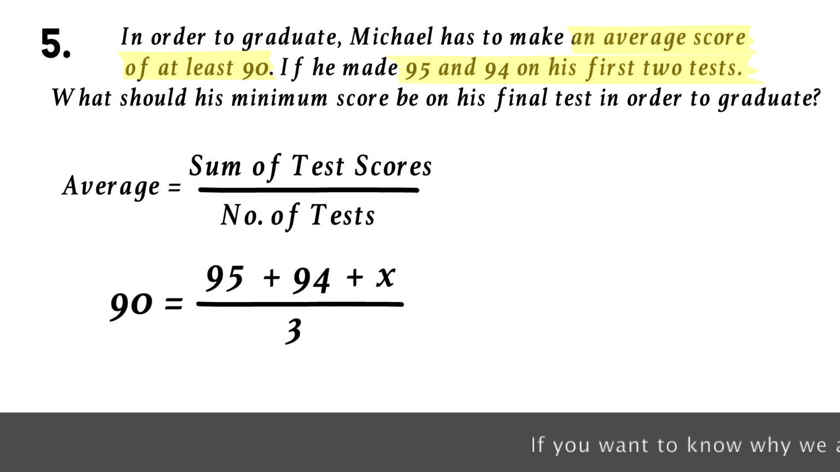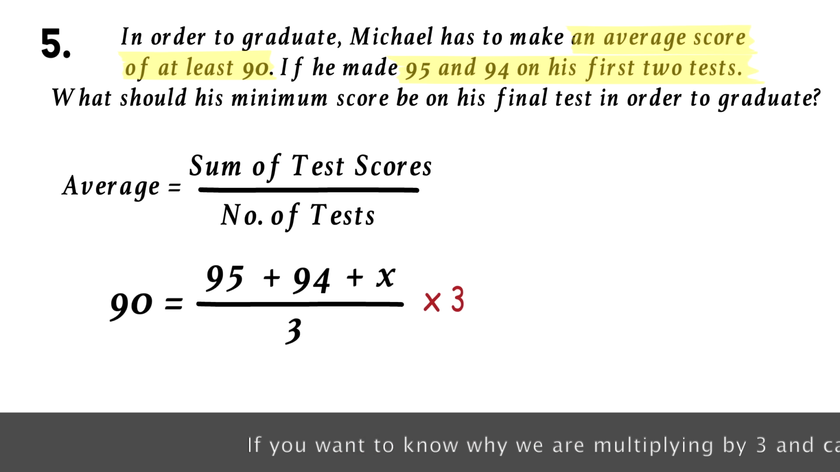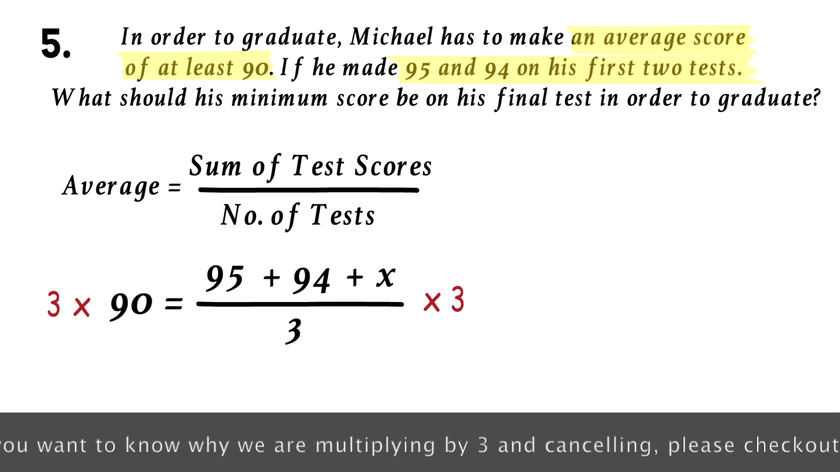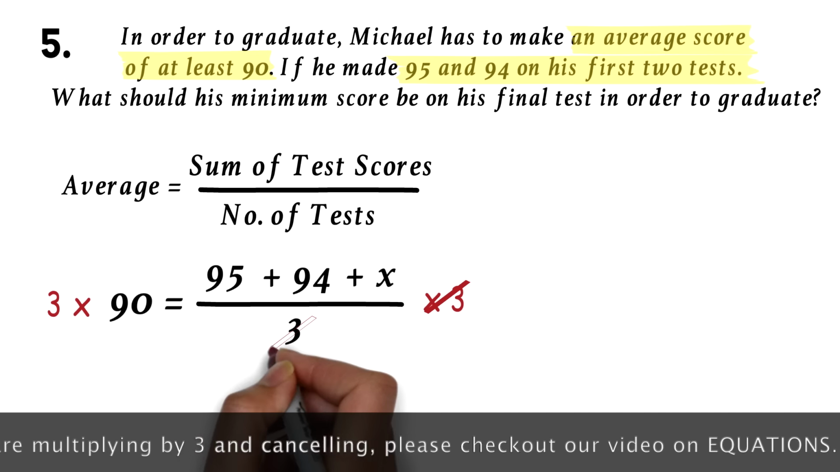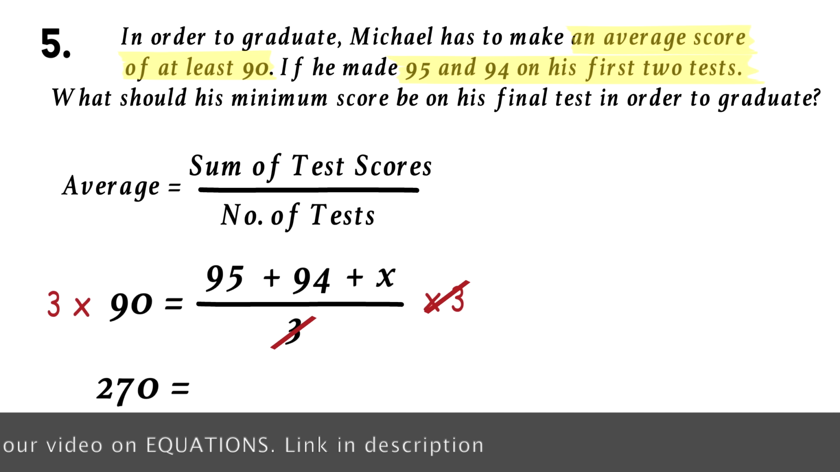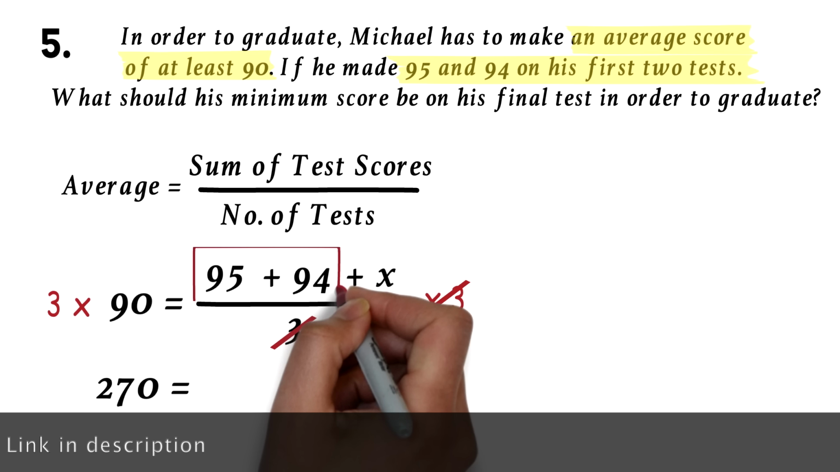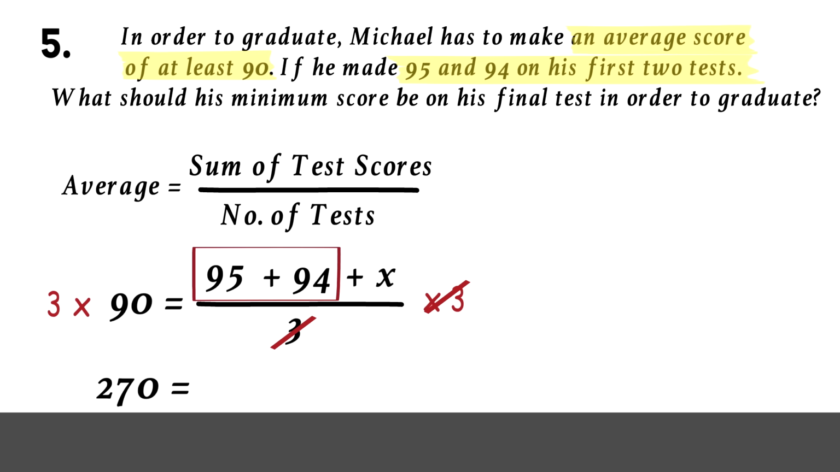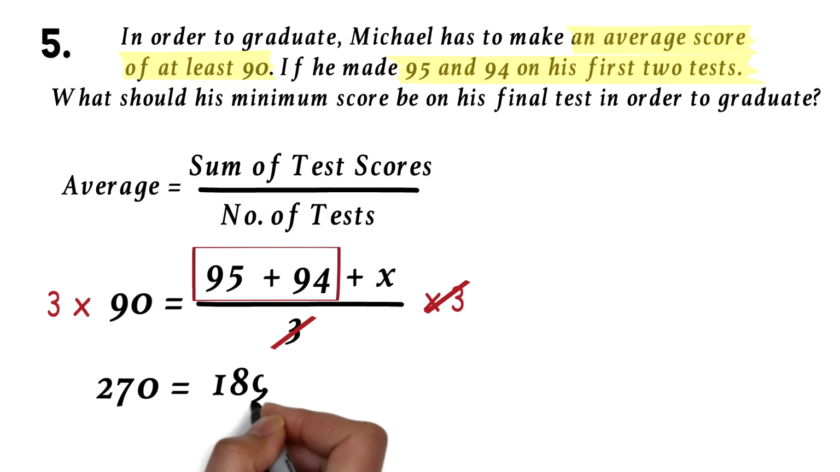Since the 3 is dividing, we can multiply both sides by 3. This 3 will cancel out. 90 times 3 is 270. Now let's add this. 94 plus 95 is 189. We have a one-step equation.